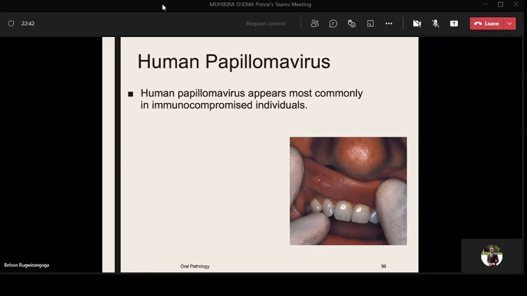So therefore, when there is a patient with an oropharyngeal cancer, it is important to test for HPV in the cancer cells. Unfortunately, we don't do it routinely.